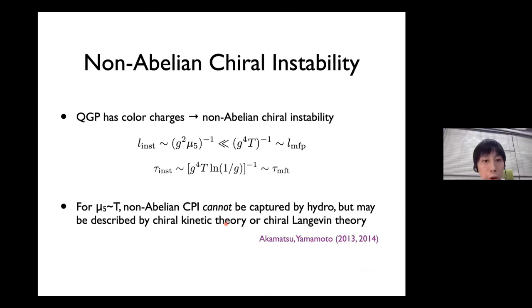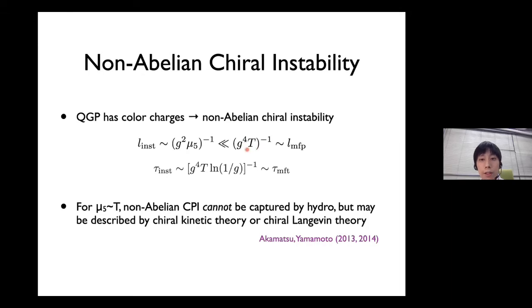I would also like to note that in the case of quark-gluon plasmas in heavy ion collisions, not only photons but also gluons become tachyonic in the presence of the chirality imbalance. That is the non-abelian version of the chiral plasma instability. As I argued, the typical momentum scale of the chiral plasma instability is g^2 mu_5, or the length scale is the inverse of g^2 mu_5. This length scale is much smaller than the mean free path of quark-gluon plasma in the weakly coupled regime. This means that this non-abelian chiral plasma instability cannot be described by hydrodynamics, because this length scale is much shorter than the mean free path.